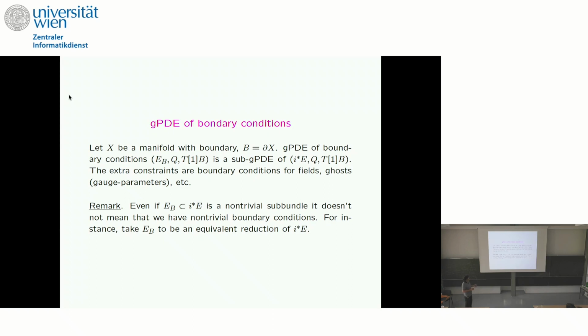Well, here of course this EB should be such that Q is tangent to it. This means compatibility of boundary conditions with gauge symmetries. Okay, this is the abstract setup. In each case, realistically, of course, you need to decide what your EB is. But the consistency condition, what you require of it, is that Q is tangent.